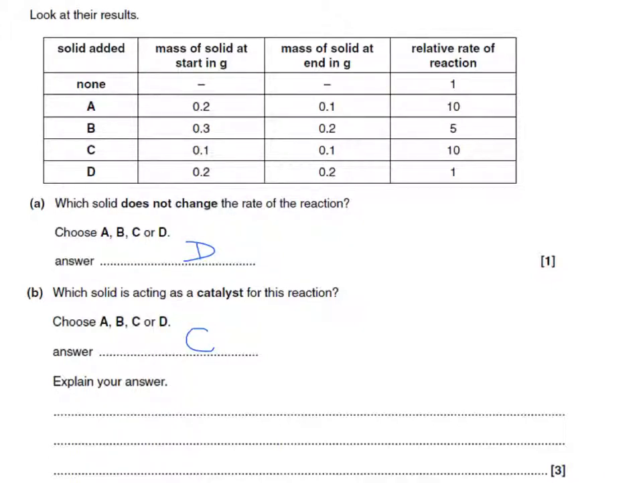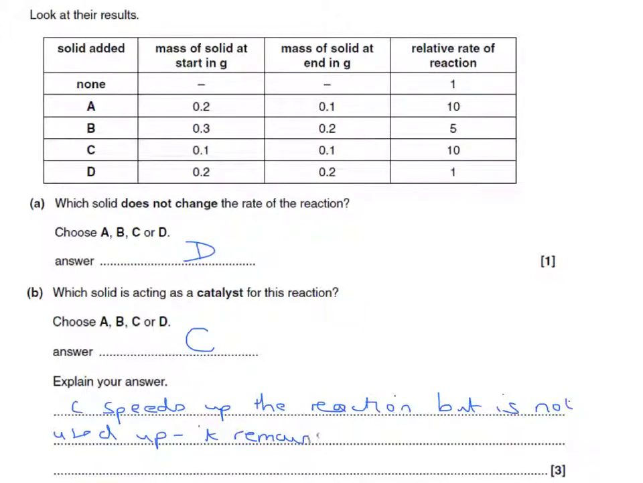And we'll say why, and make both those points: that C speeds up the reaction but is not used up. It remains unchanged at the end.